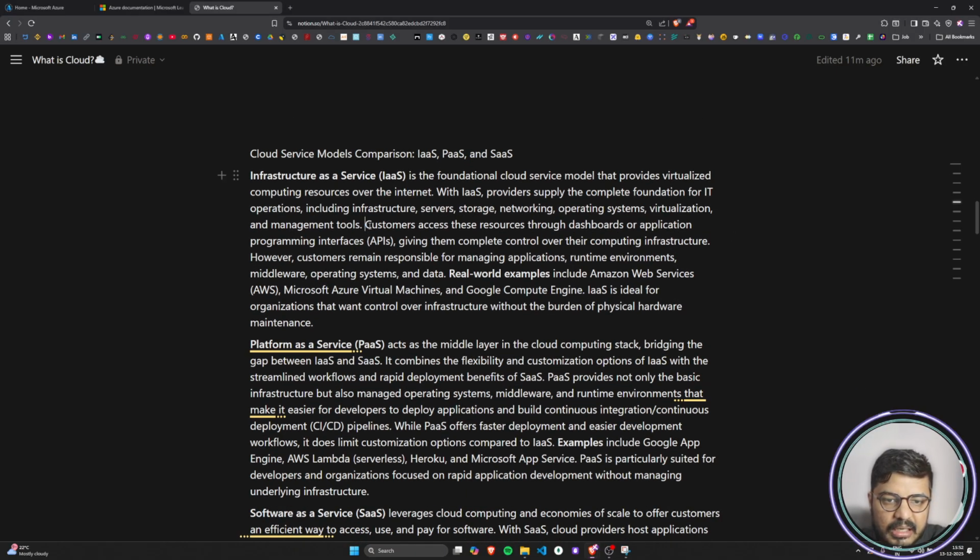Okay. Customers access these resources through dashboards or application programming interface APIs. So I can access this virtual machine either through the dashboard, or you can say the UI, or I can also access these things using the API, giving them complete control over the computing infrastructure. However, customers remain responsible for managing applications, runtime environments, middleware, operating system, and data. Okay, so it will be my responsibility to manage the application that is running on top of the Azure virtual machine.